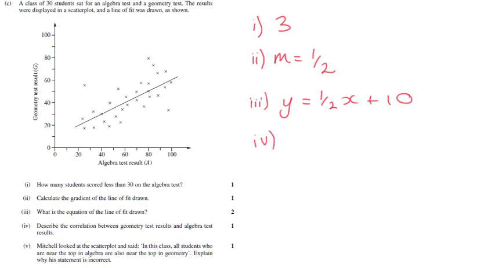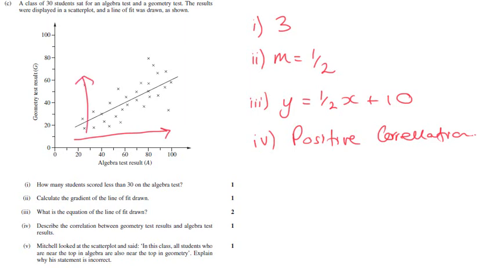Question 4 should be a nice easy one. It says describe the correlation between the geometry test results and the algebra test results. In this case we're going to have a positive correlation. Hopefully remember that as x increases, you can also see that y is increasing. So they're both increasing, so it's a positive correlation.